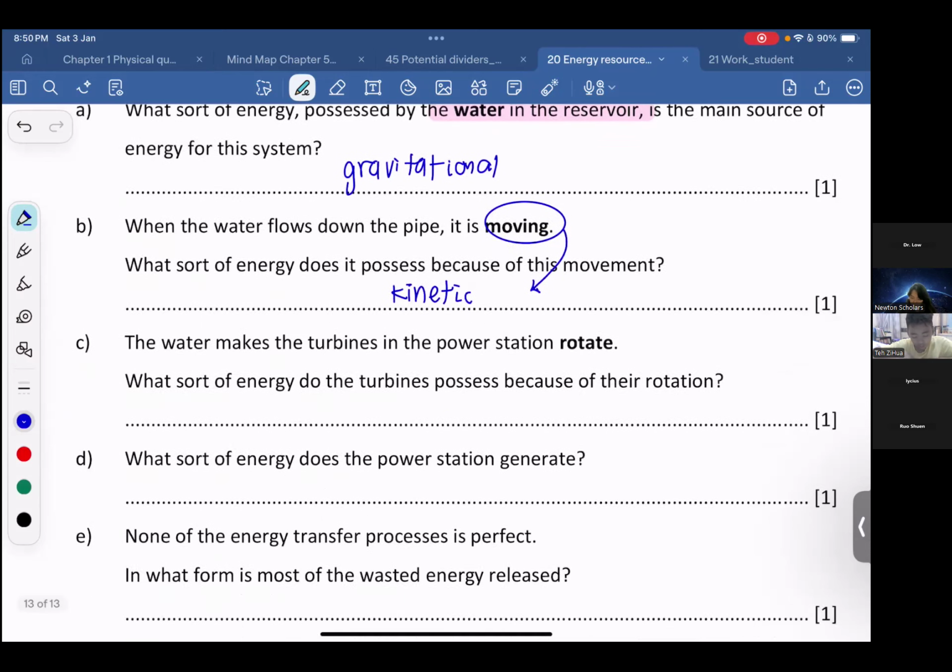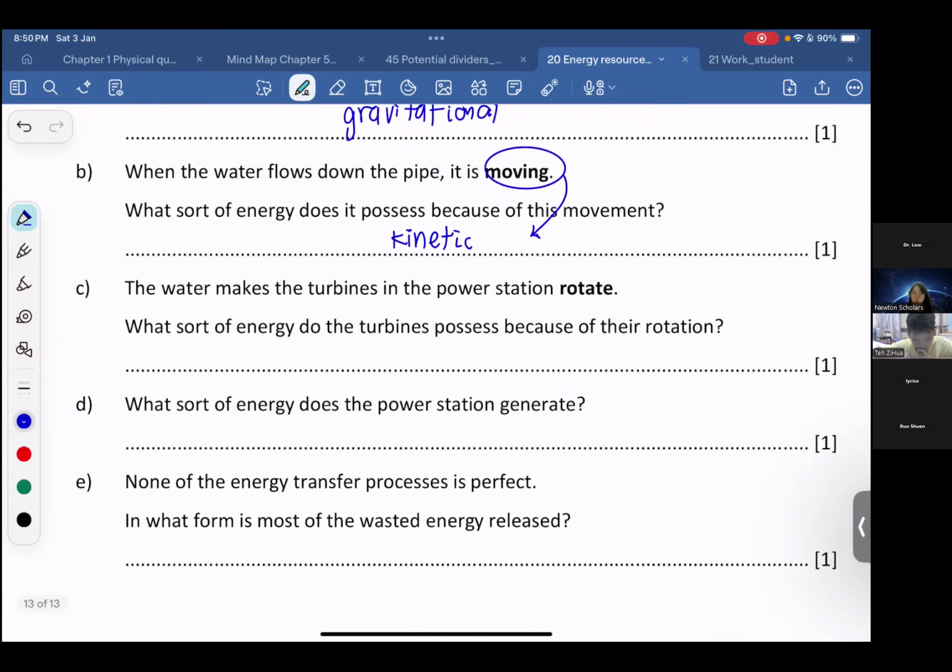Okay, so here the water will turn the turbine to rotate. So what sort of energy does the turbine have because of its rotation? The turbine rotates, so what kind of energy does it have?